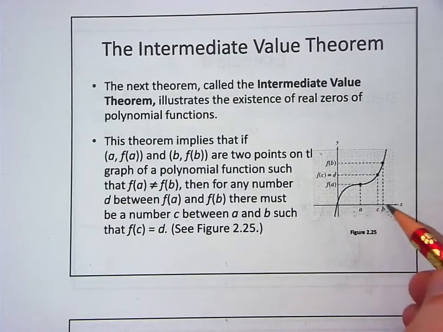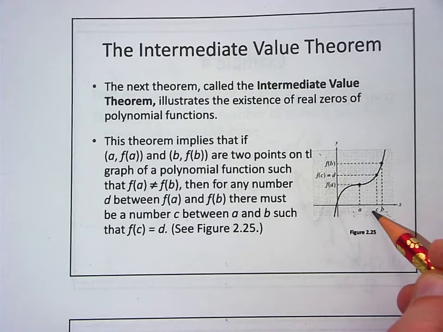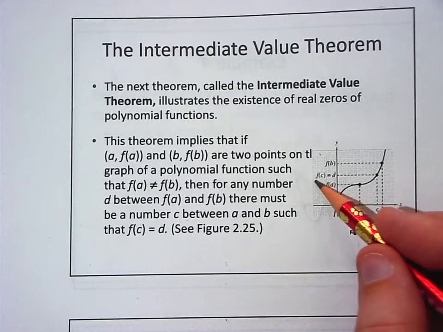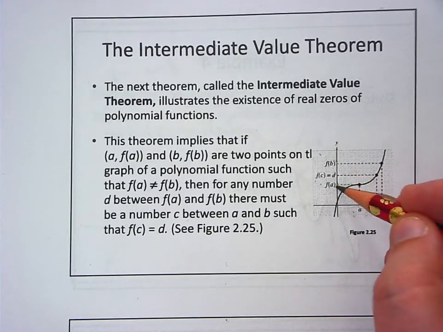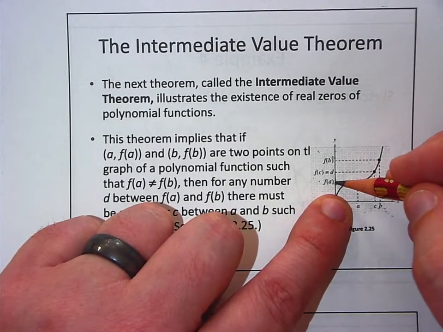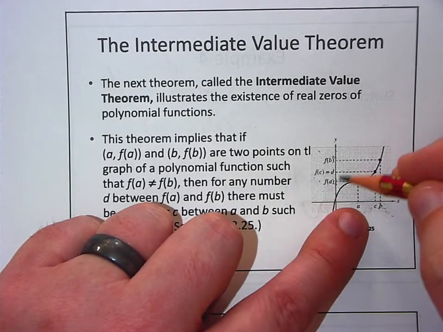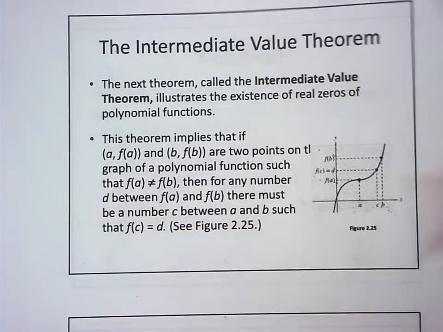Well, this is saying that somewhere between here is a C value. That C value corresponds to some f of C value that's also between these two. So if I know boundaries for A and B, and I know their outputs here, somewhere in here there's a value where you get every single possible y value and every single possible x value.